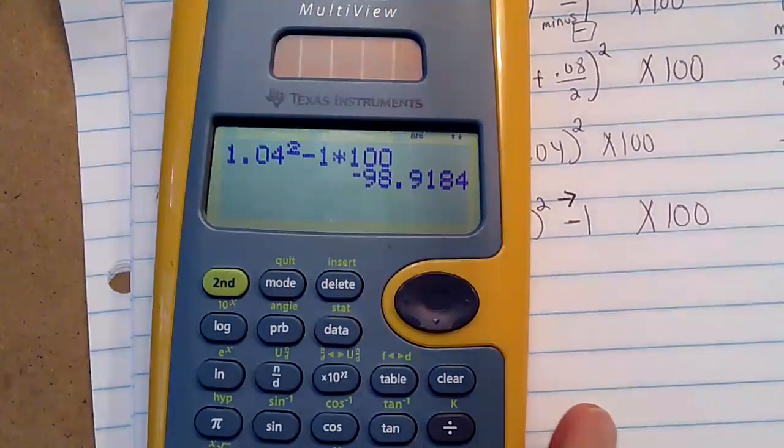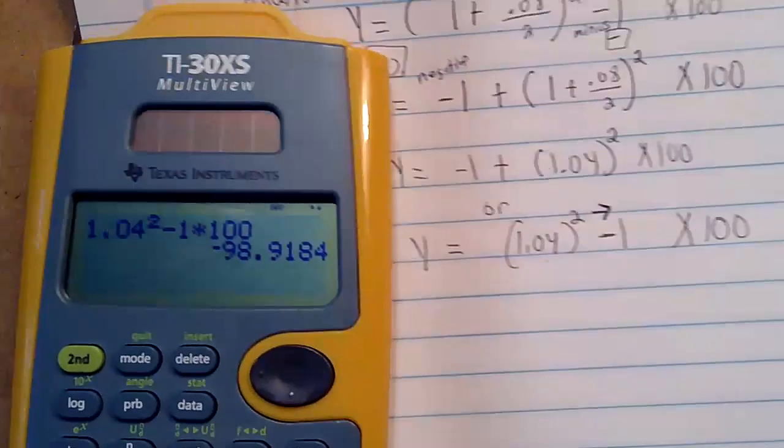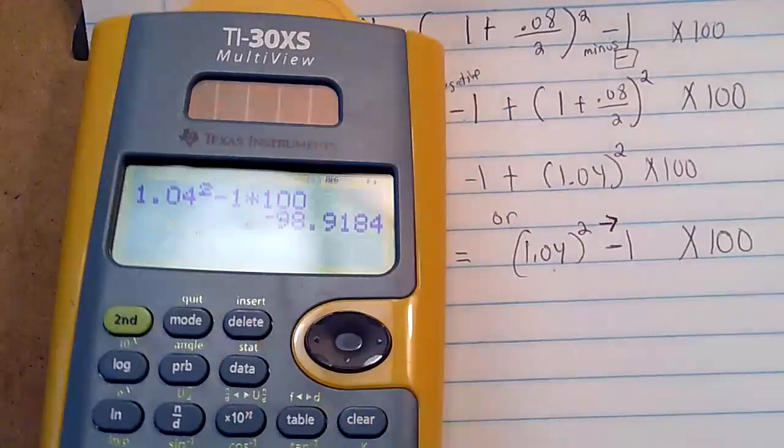Okay, that doesn't look right because that's a -98. That's not right. Oh, let's see. I'm supposed to get 8. Did I get 8.16? I'm supposed to get 8.16. So let me see, 1.04 to the second power, -1, times 100. I'm not seeing my mistake readily. What did I do wrong here? I don't see it.